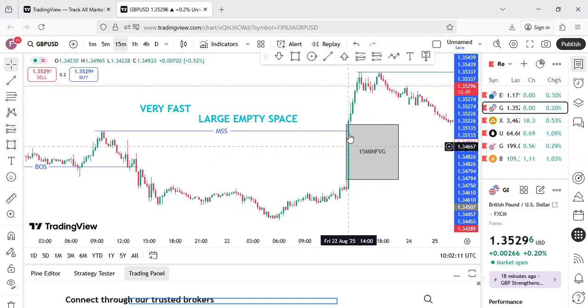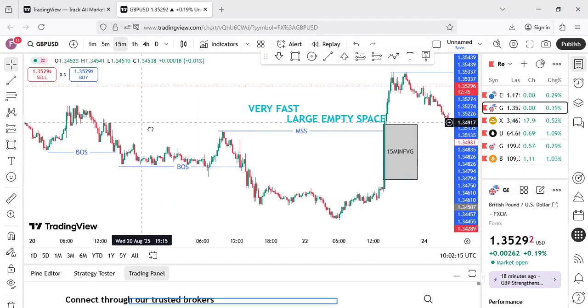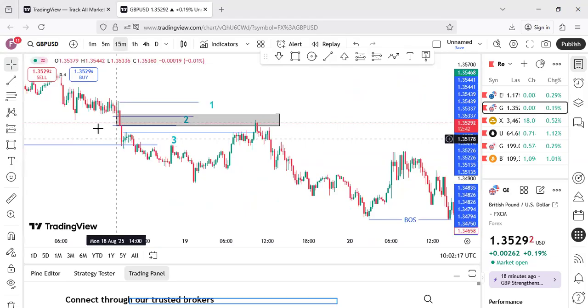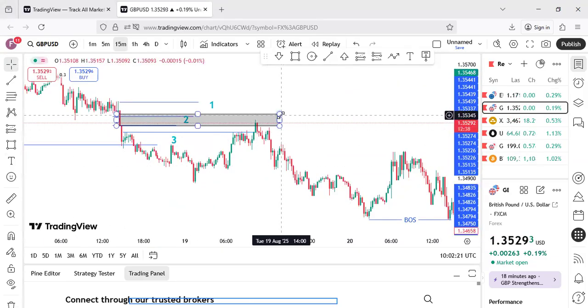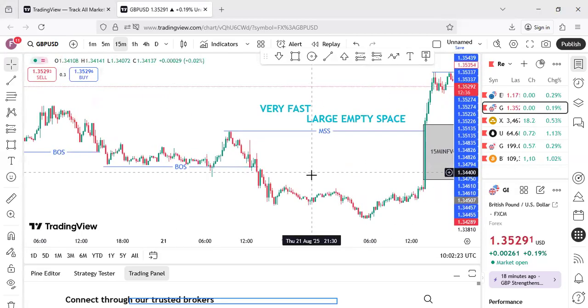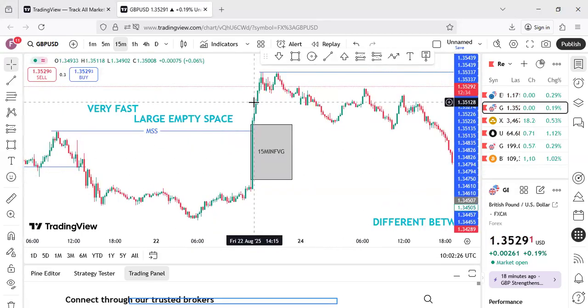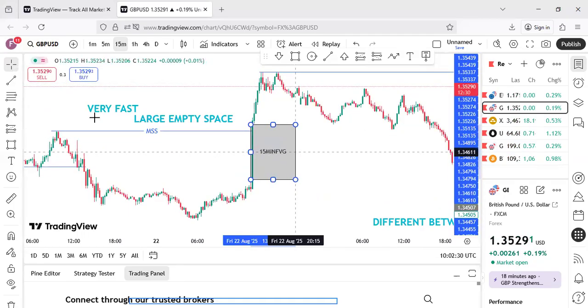Fast, very fast. This one is not fast. If you look at this one, the candlestick is not fast, and price comes back here and we expect this is a fair value gap. But this one is what? It's a fast movement, and it's created by just one candle. So this particular one is a liquidity void.